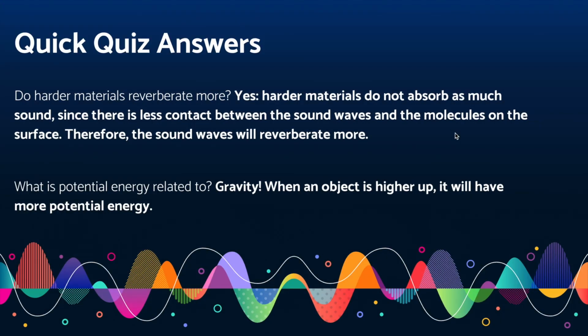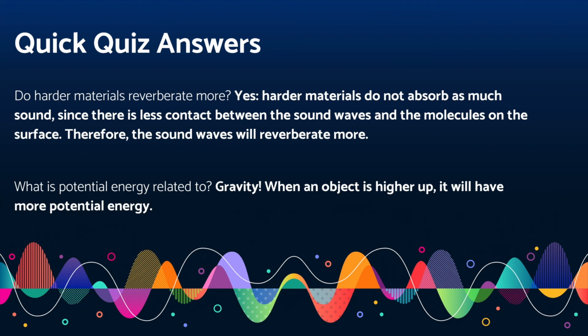For the first question, do harder materials reverberate more? The answer is yes. Harder materials do not absorb as much sound, and the reason is actually because there is less contact between the sound waves that are hitting the material and the molecules on the surface. So if you're looking at a hard table, which is a very hard material, when the sound wave hits it, it kind of just bounces off because it just barely hits the surface of the material.